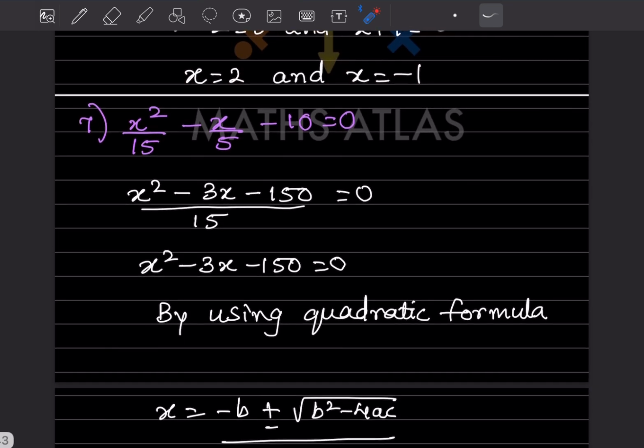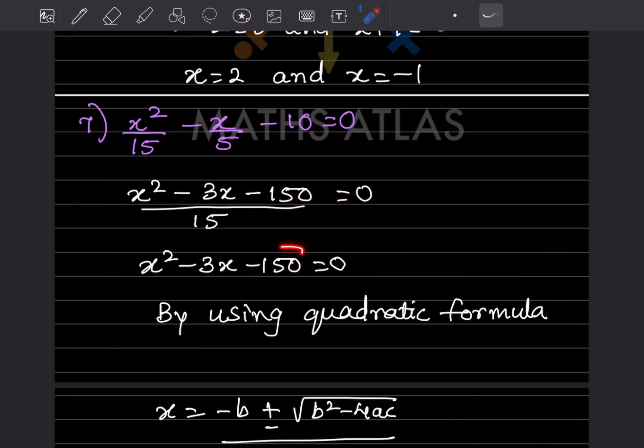Now here you can see the denominator is different. So now this is 15. So let us make this also 15, and this will be also 15. So what we can do here, this will be x square minus 3x minus 150 divided by 15 is equal to 0. So what do we get here? X square minus 3x minus 150. This will go that side, that is going to be 0.